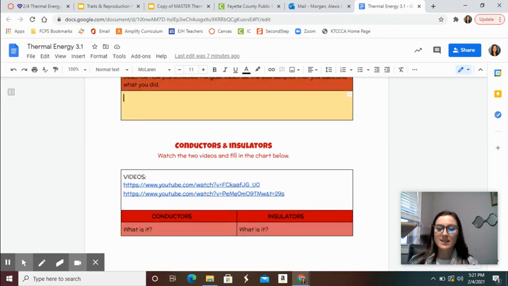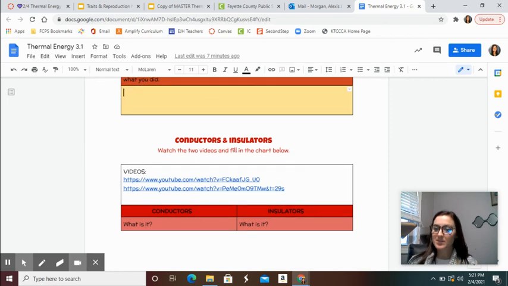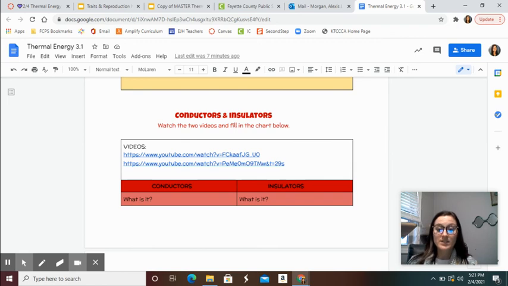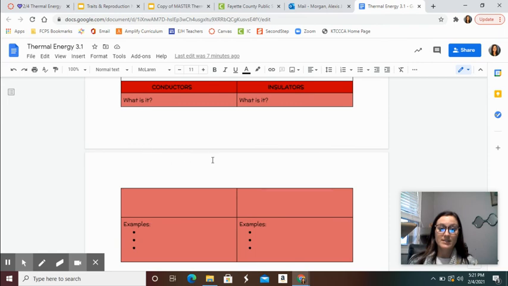And then the last thing is a brief little overview of what conductors and insulators are. And I have 2 videos right here that have some examples and some demonstrations on ways to figure out if it's a conductor or insulator and then what it is. So I have a spot here for you to tell me what each one is, and then 3 examples of each. And the main idea is that conductors let heat pass through them and they transfer heat, whereas insulators don't let the heat pass through and they kind of block it or keep it in.